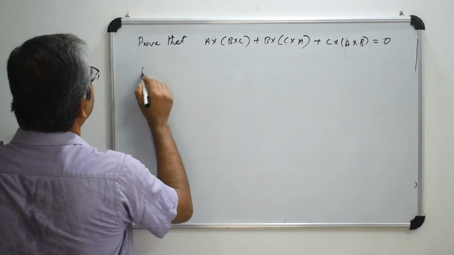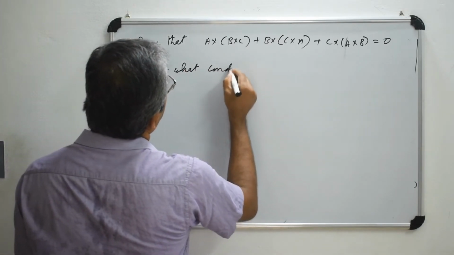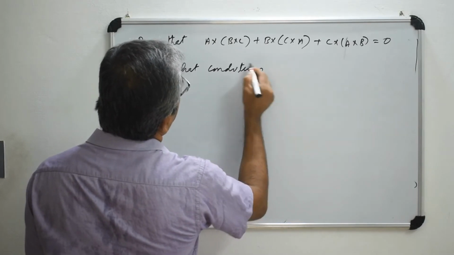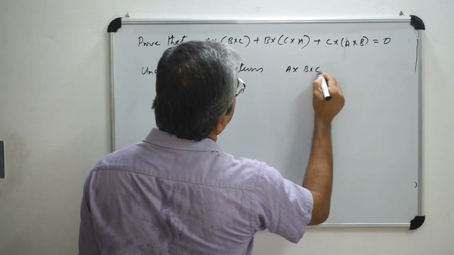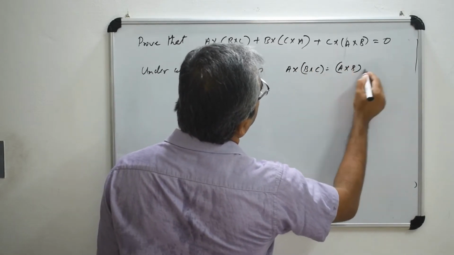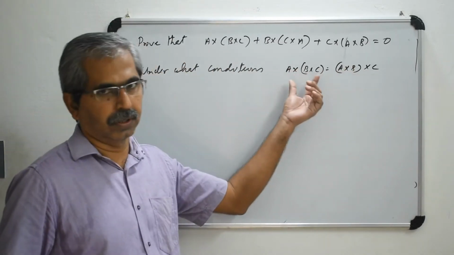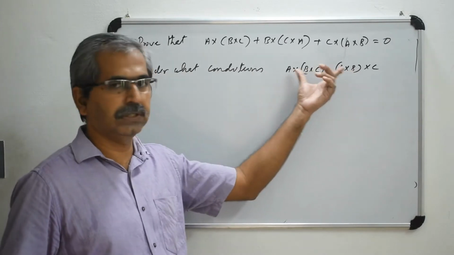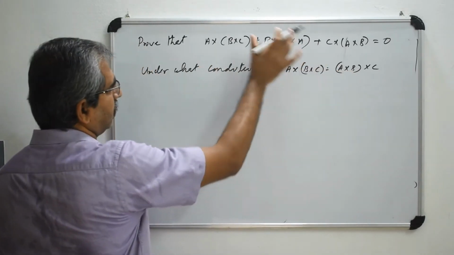The question is, under what conditions A cross B cross C is equal to A cross B cross C. So we have changed the order. So under what conditions will these two be the same? Now you use this equation.